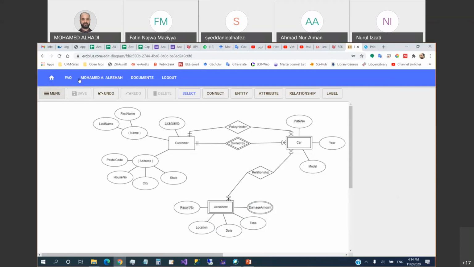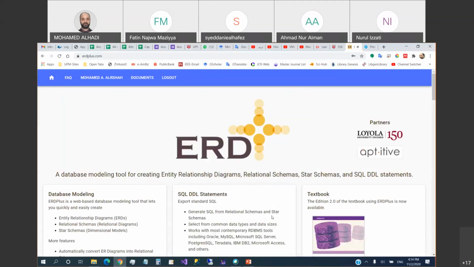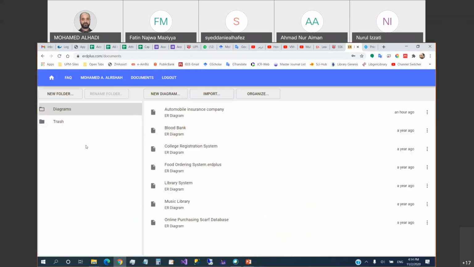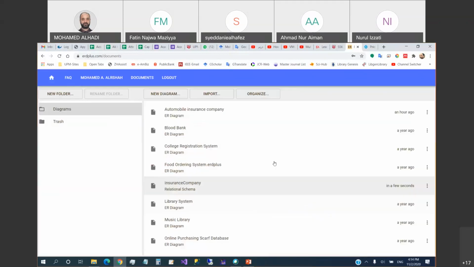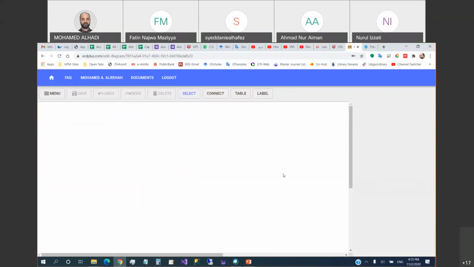So now I'm going to press on Home, Documents, New Diagram, Relational Schema. Now you see here Relational Schema, and here I'm going to use Insurance Company, this one. Okay, let us now create a table here.